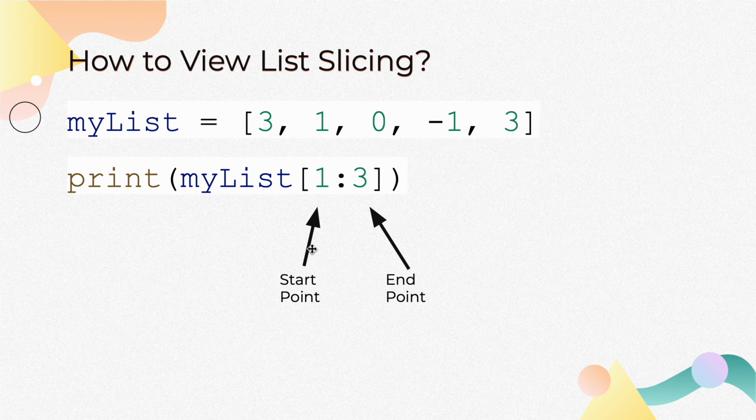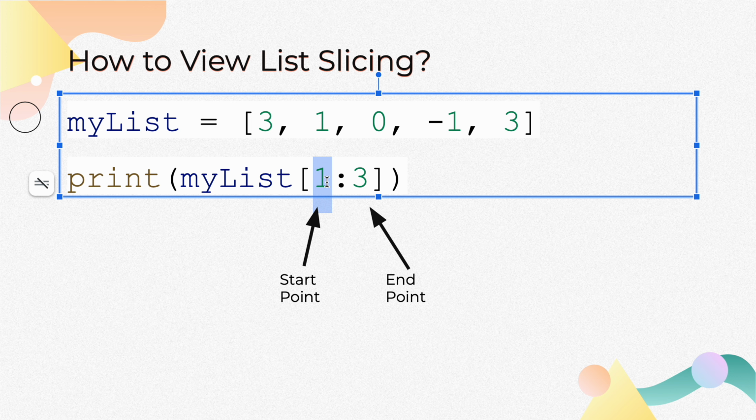What we did here was we thought of 1 as the starting point, or the starting index. Which element is in the first index? It's 1. And then from 1, we went all the way up to the end point, but the end point is 3. However, we don't include 3, so we only go up till 2. That's why when we print my list of 1 to 3, we get 1 and 0.